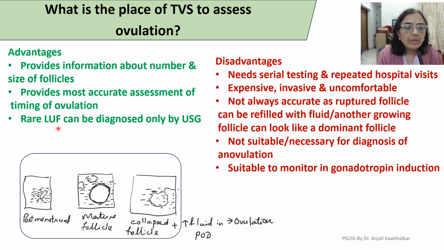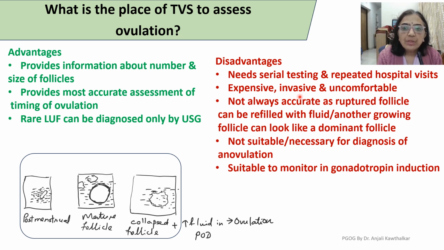Luteinized unruptured follicle, which we have already seen in the previous slide, can be diagnosed only by transvaginal sonography. As compared to transabdominal, TVS gives better images and better reporting is also possible. Now, there are certain disadvantages of this sonography. It needs serial testing. Usually we need to initiate this assessment from day 10, and a woman has to come to the hospital, and repeated hospital visits are not always practically possible for multiple cycles for a woman.